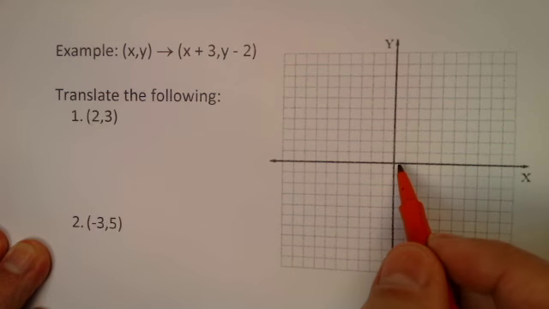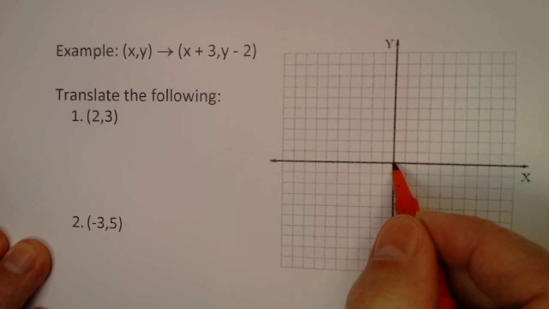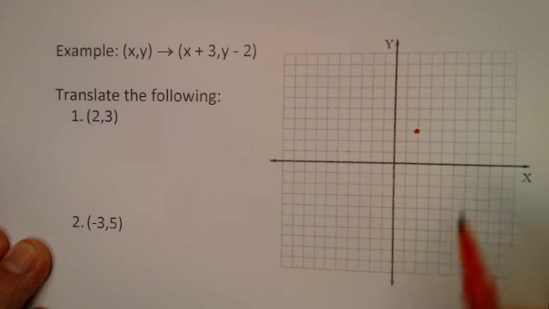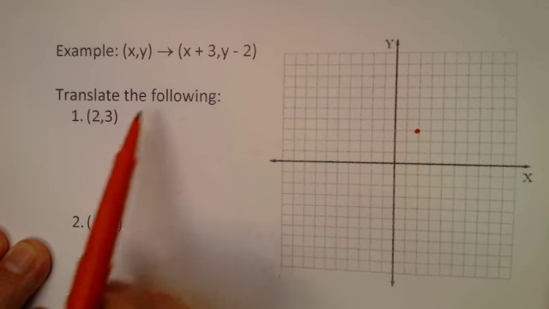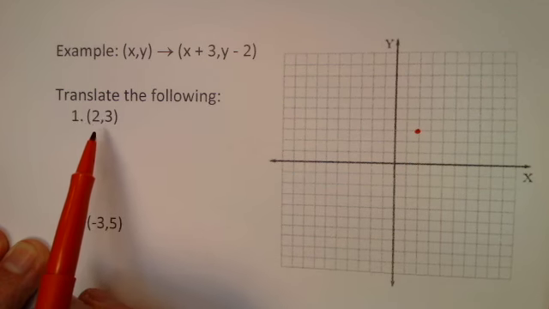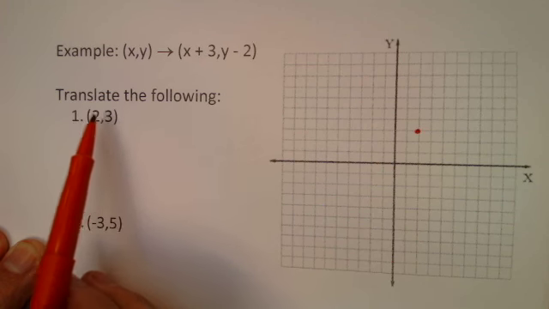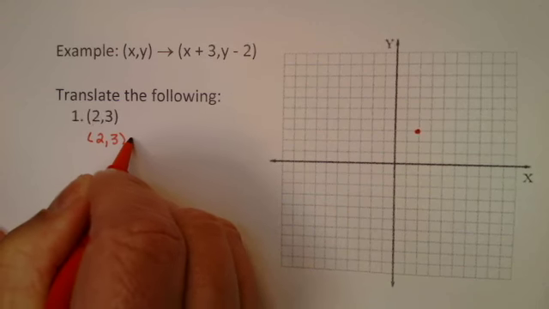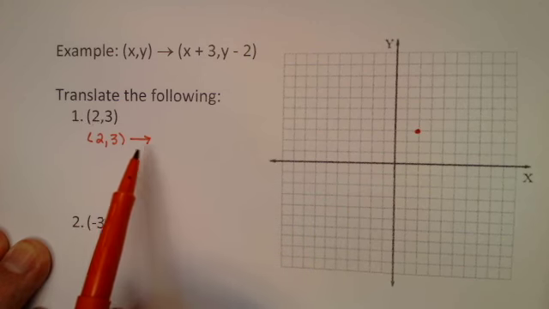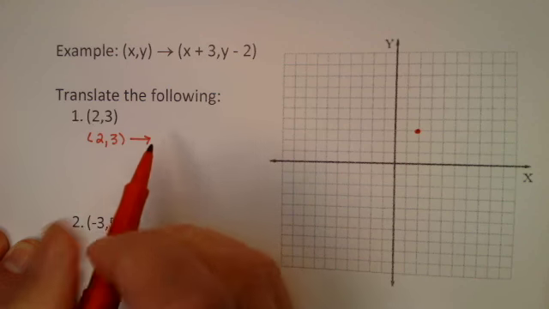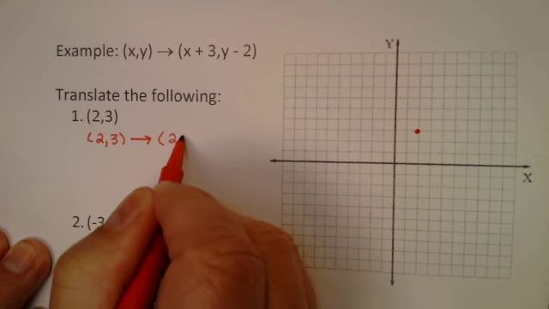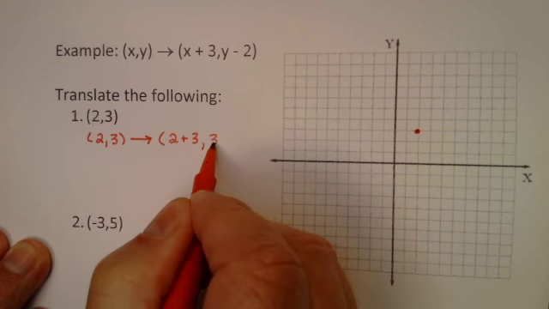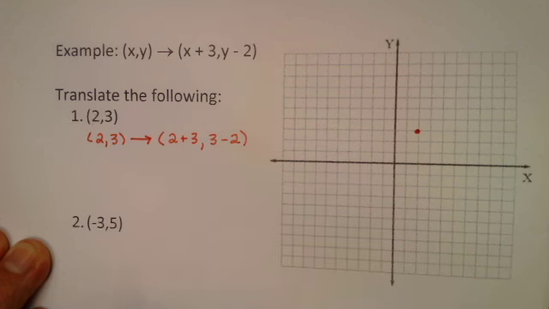So the first thing I'm going to do is plot (2, 3). I'm going to go over 2, up 3: 1, 2, 3. Here is my starting point. These instructions up here tell me how I need to move this point. So (2, 3) is going to be moved using these instructions. That means I'm going to take 2 and add 3 to it, and I'm going to take 3 and subtract 2 from it to get my new point.